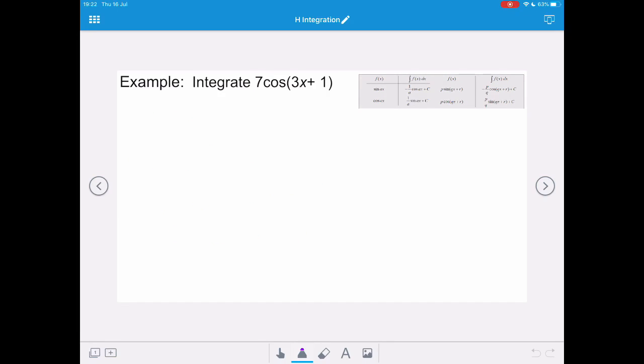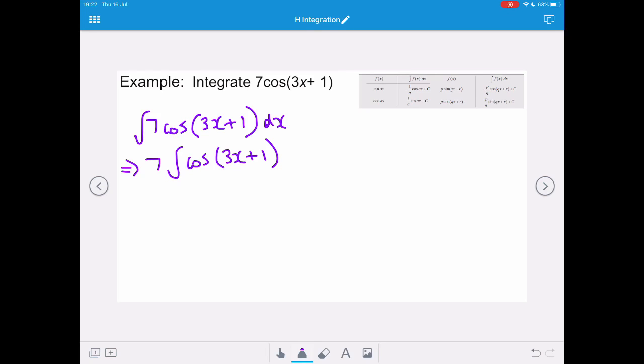Our final example in this video asks us to integrate 7 cos of 3x plus 1, which is a composite function. So we need our integral symbol. Our integrand is 7 cos of 3x plus 1, and we're doing that with respect to x. Next, we're going to bring that 7 coefficient in front of our integration symbol.